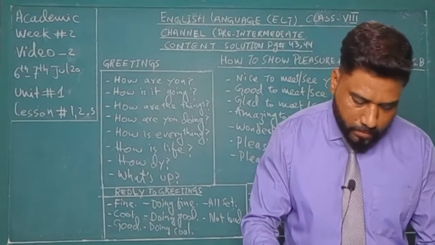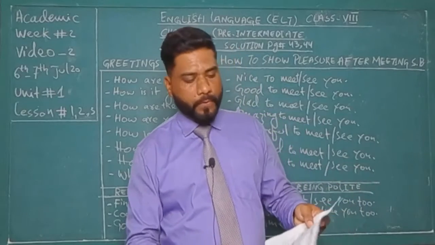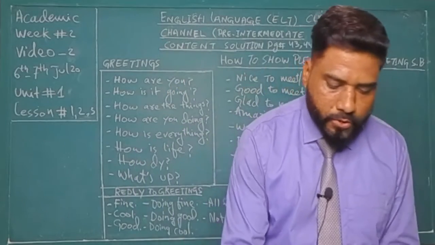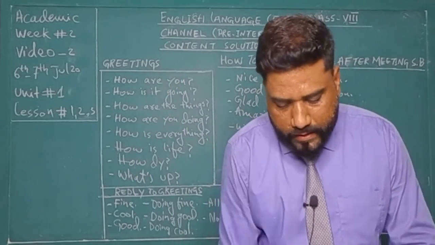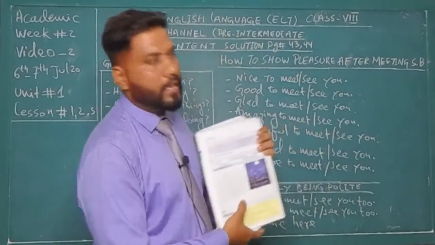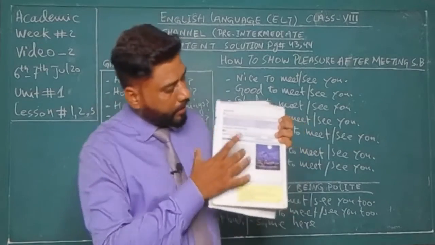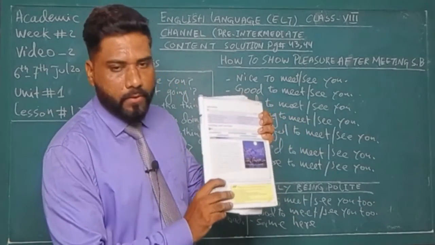On page number 44, there is lesson number 3. I have to show the lesson in the book as well. What is that lesson? It belongs to Alaska. Alaska is a state of the United States of America, and this is the lesson given over there.